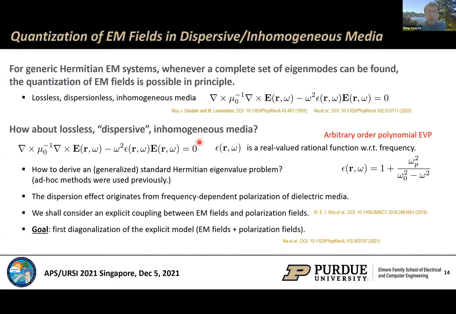But how about dispersive media? The permittivity is then also a function of frequency. If we use the Lorentz-Sommerfeld-Drude model like this, then the whole equation becomes an implicit eigenvalue problem, meaning an arbitrarily ordered polynomial eigenvalue problem. It is not easy to solve that polynomial eigenvalue problem. So we would like to derive the standard eigenvalue problem by considering the explicit coupling between the EM field and the polarization field P inside the medium. And then we want to do the first diagonalization of this explicit model.